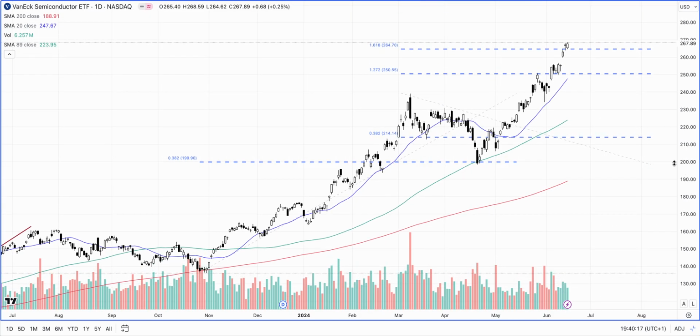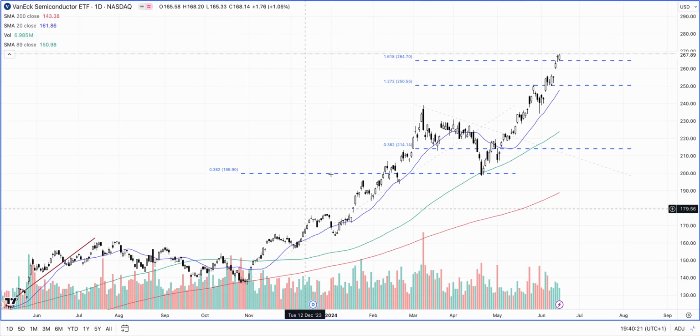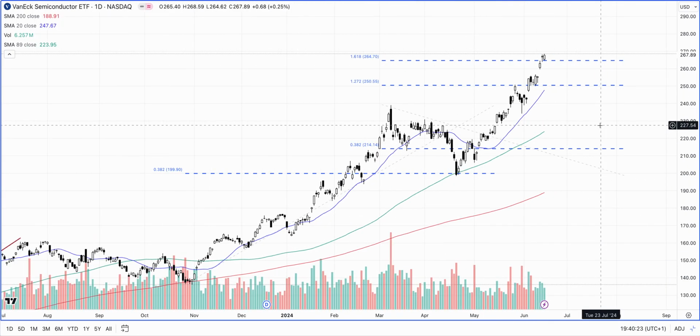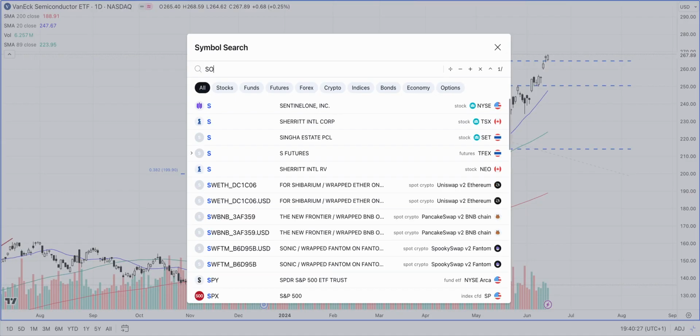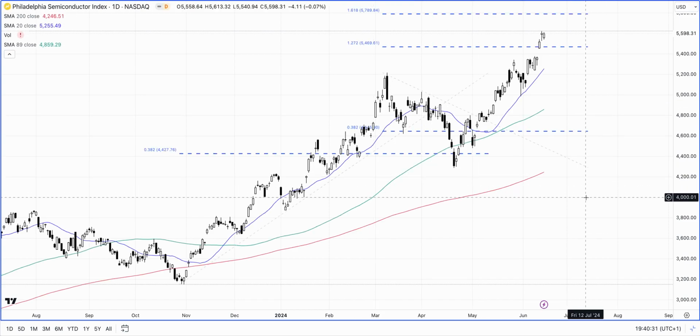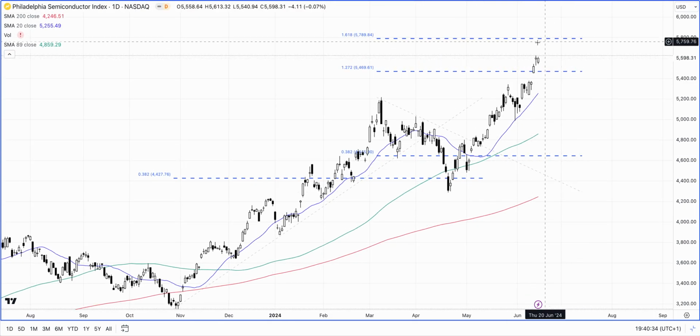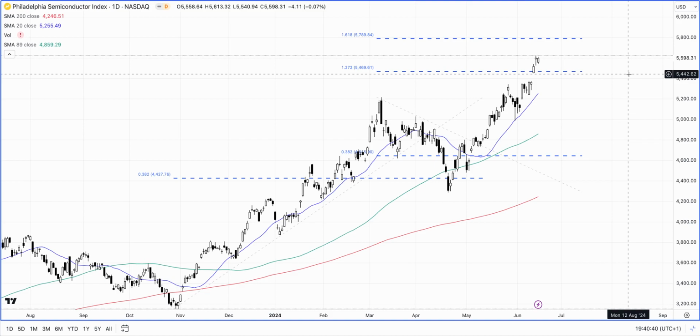If it just blasts through it to the upside, then we have this potential bigger ABCD, which could see some of those stocks move even higher. So really interesting. We should see something similar happening in the Philadelphia Semiconductor Index stocks as well. Yeah, so this one could also potentially reach the 1.618 expansion, on both these ETFs, with this index and that ETF, SMH, coming in line.